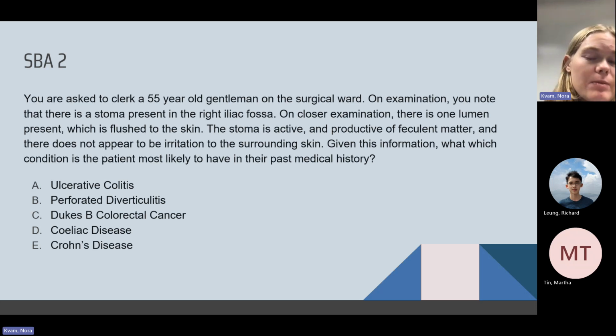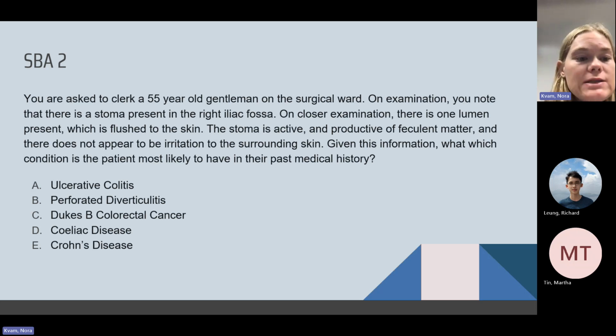That means that it's likely the colon, the colostomy, because remember, an ileostomy is not flushed to the skin because the small bowel has all these acids that can be irritant to the skin. So you want to make sure there's a spout in ileostomies. Colostomies can be flushed to the skin though, because there's not that much irritation to the skin. It produces feculent matter, so that also agrees with the fact that it's probably a colostomy. And again, no irritation to the surrounding skin.